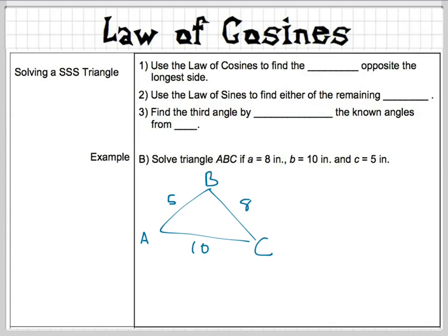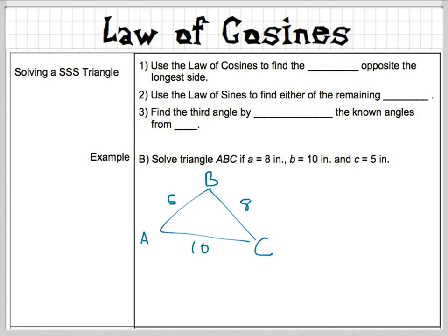Which angle did you guys solve for? How many guys did A? How many guys did B? How many guys did C? You guys all picked A? Man, nobody likes to have fun. Everybody's like, no, I'm gonna pick A. This is law of cosines.